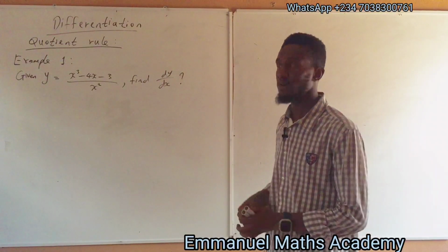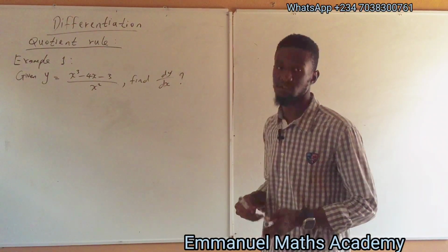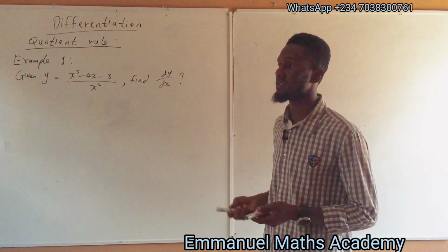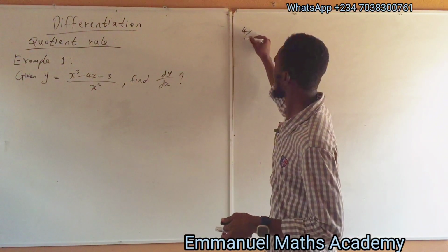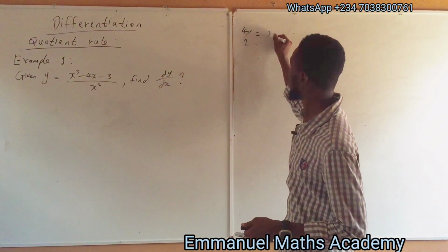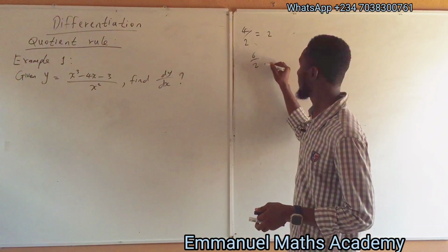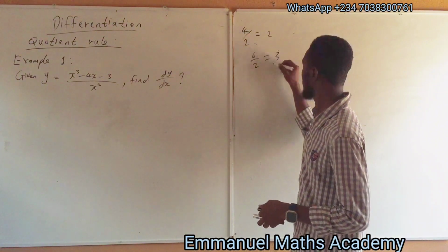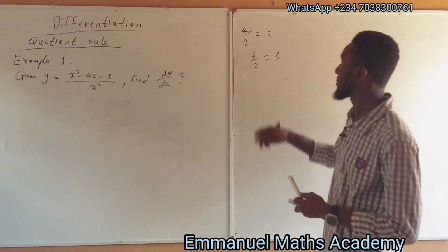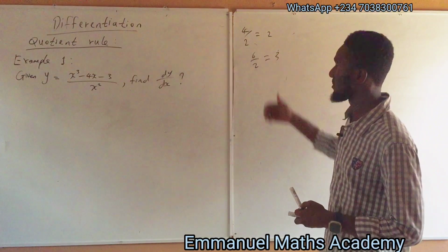Quotient rule, where we said that quotient means the result which you get after dividing two numbers. The quotient of 4 over 2 is what? 2. The quotient of 6 over 2 is what? 3, right? So quotient simply means the result which you get after dividing two numbers.